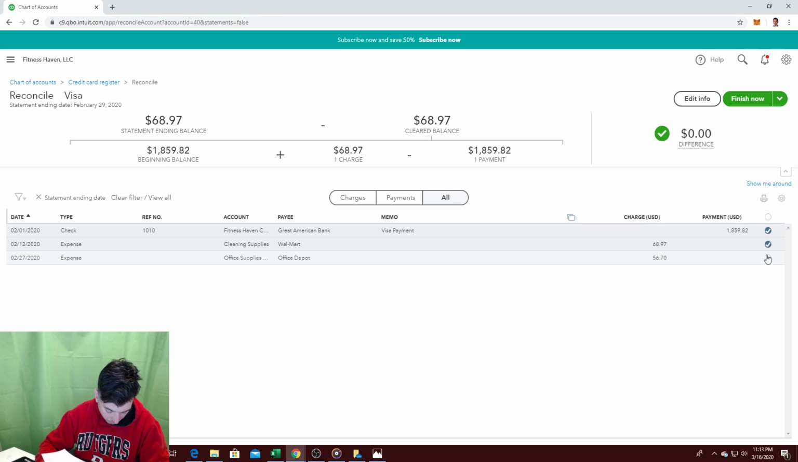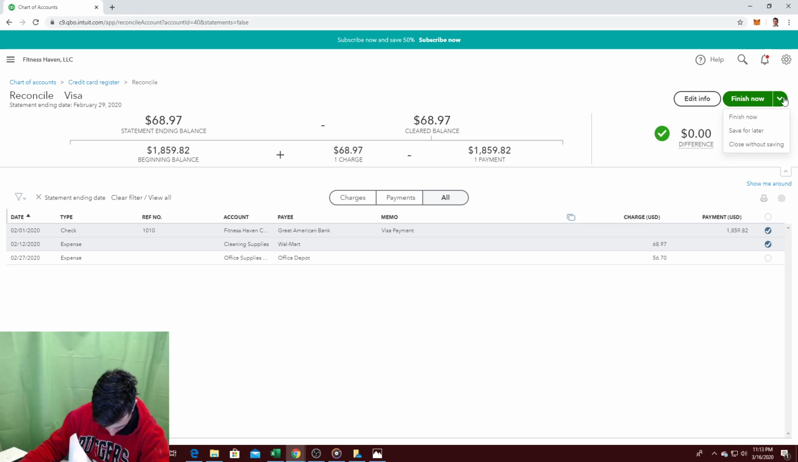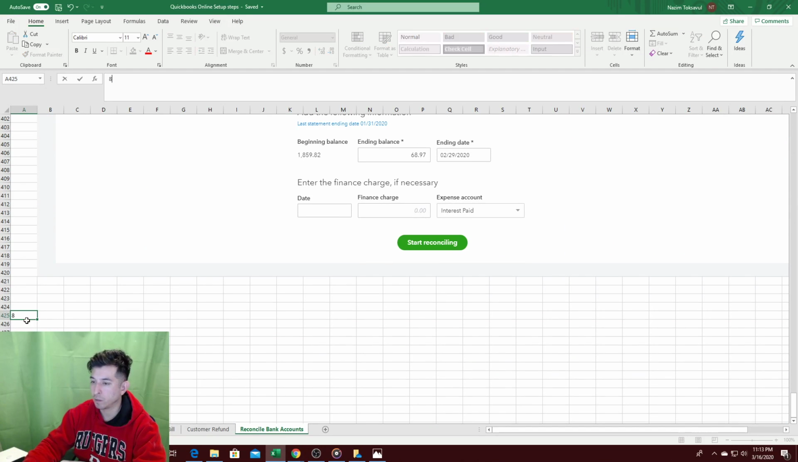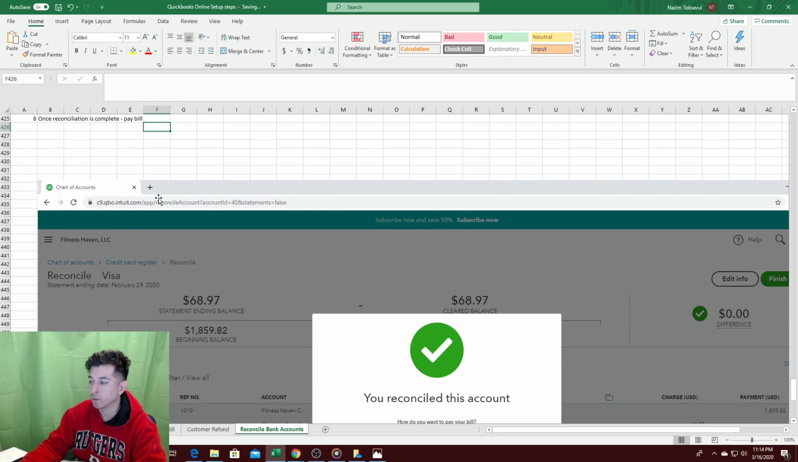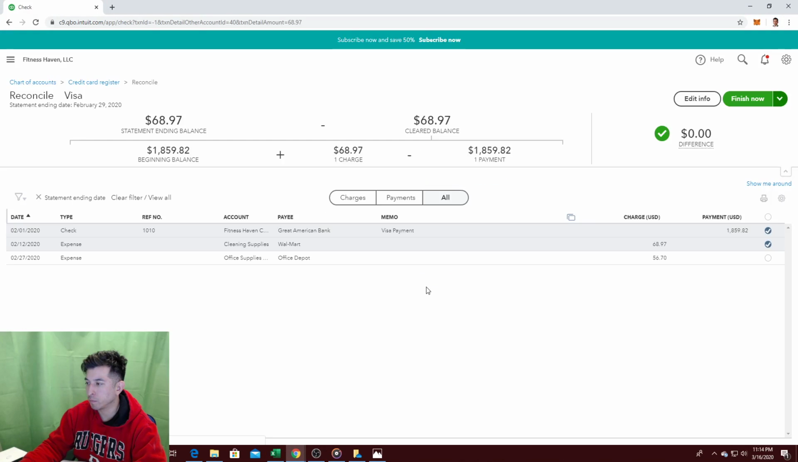After reconciling the credit card account, select to write a check payment now. Let's see. How do you want to pay your bill? Pay all from the bill now. Once reconciliation is complete, pay bill. Okay. Bill now.